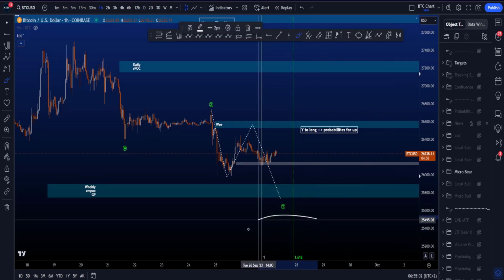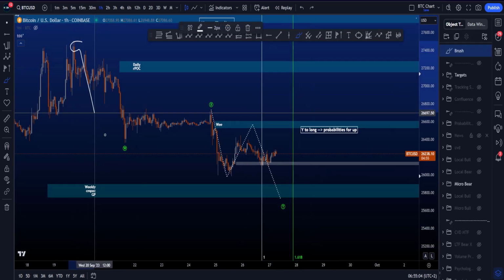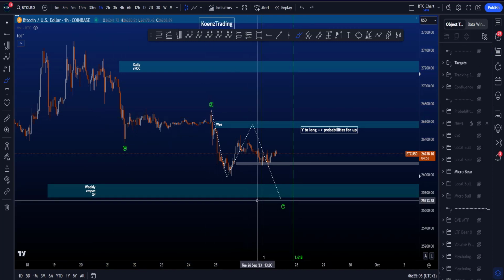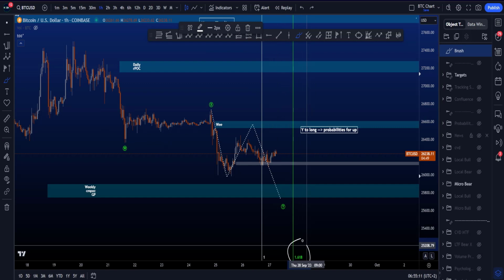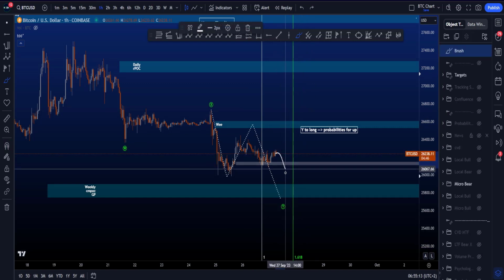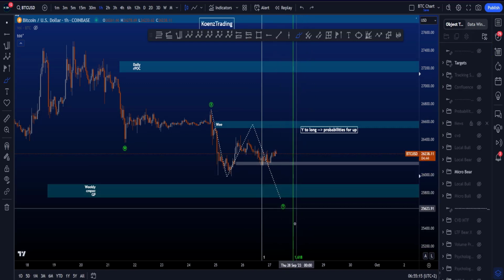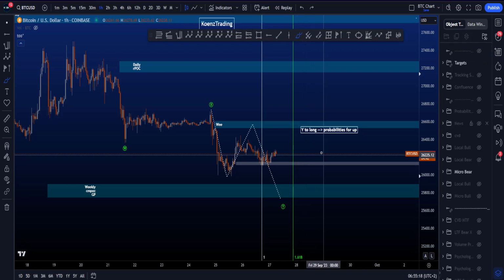Now over here you can see again the same fib times, right? Taken from the high to the low of W to the high of wave X. We already passed the 1-to-1 for potentially a low of Y. The 1.618 is still in there, but of course it has to happen quite quickly for price to move to the downside and hit that 1.618.